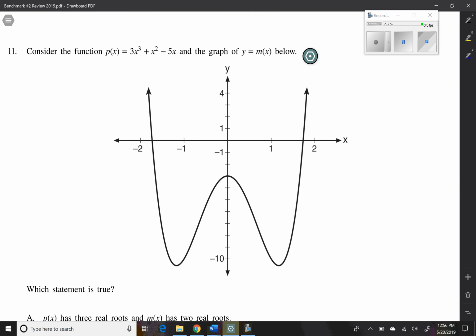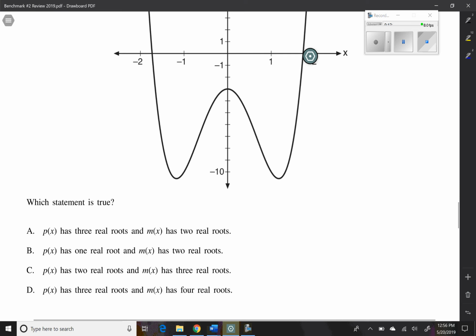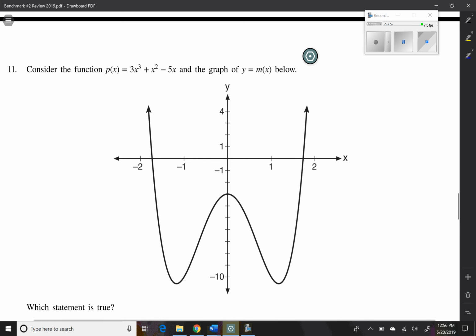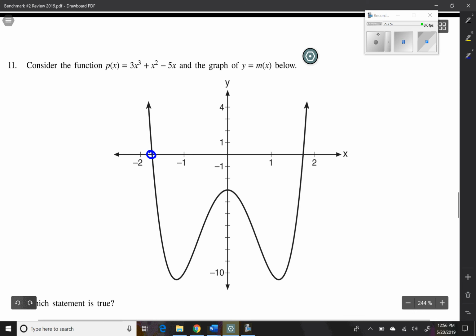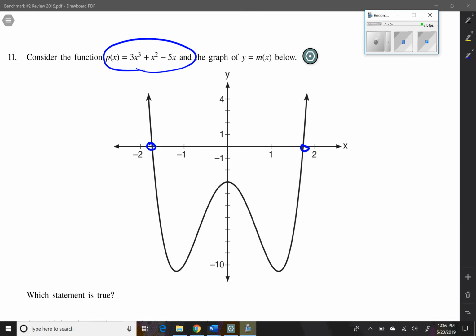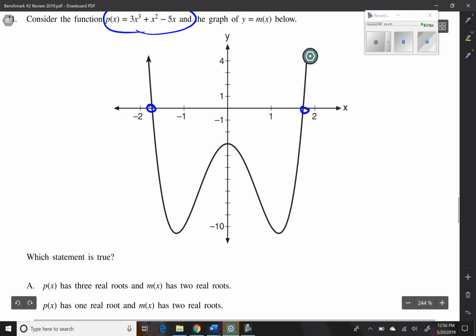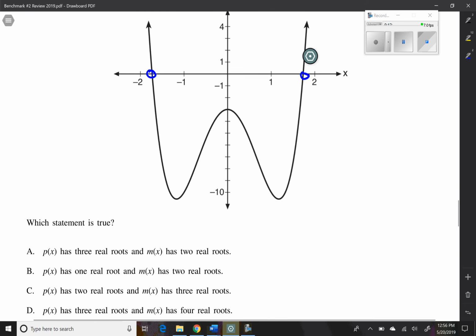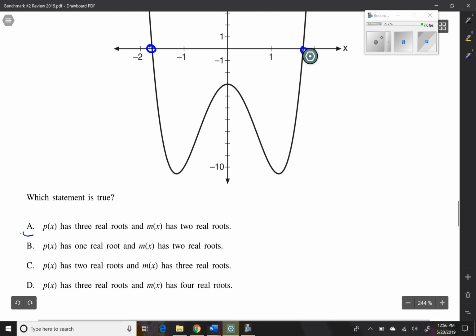Number 11 says, consider the function and the graph below. Which statement is true? Right? So the graph below of m of x has 2 real solutions. If I was to graph p of x, in my calculator, it winds up having 3 real solutions because it has 3 x-intercepts. So the only statement here that makes sense is choice A.